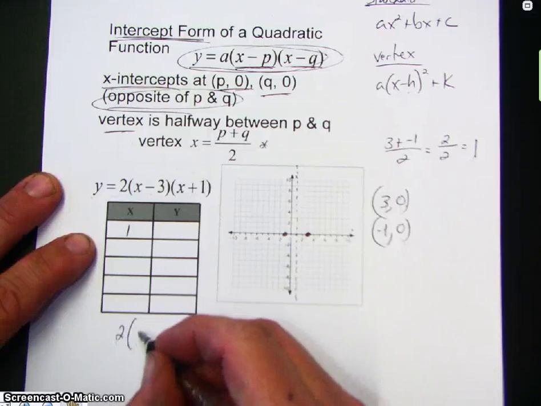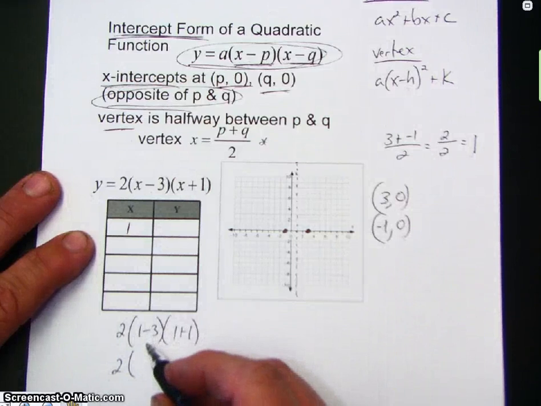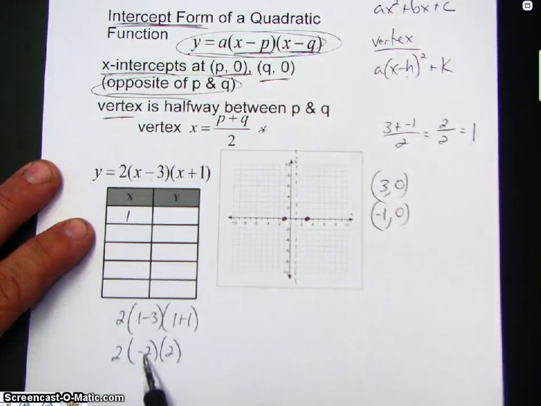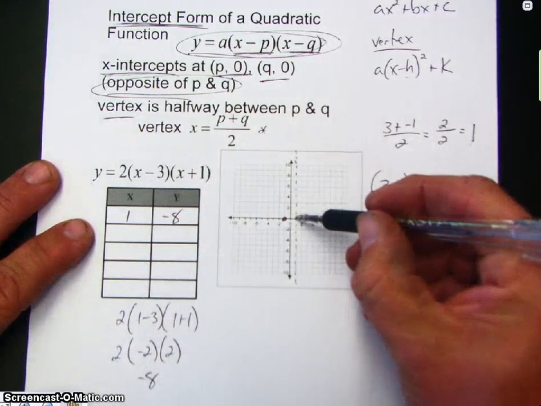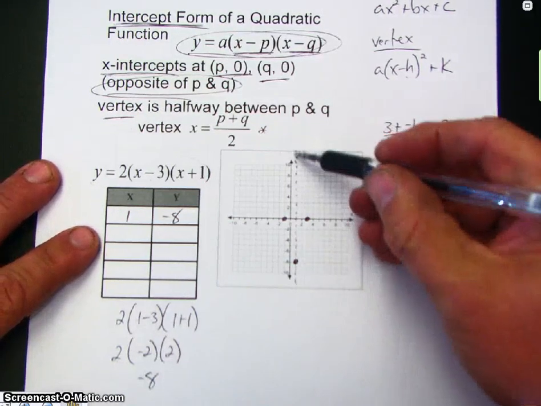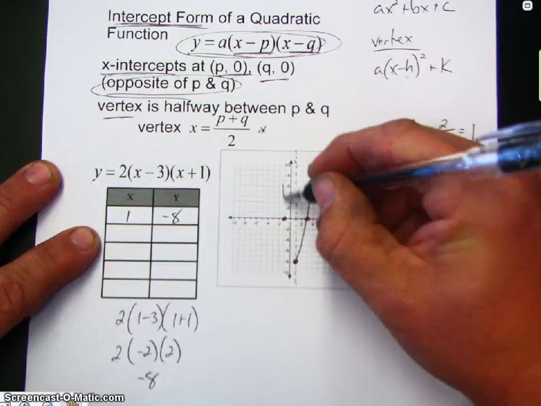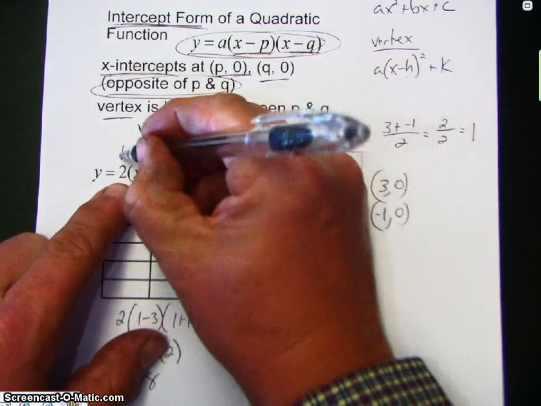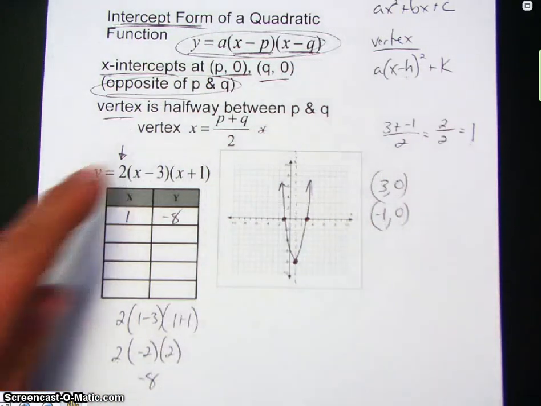So I'm going to put 1 for x. So I got 2 times (1 minus 3) times (1 plus 1). Order of operations, so I do what's inside the parentheses first. 1 minus 3 is -2, and 1 plus 1 is 2, and then multiply. 2 times 2 is 4, times 2 is 8. So I get -8. So at 1, I go down to -8. There's my vertex. You notice my vertex will be somewhere on this dotted line. Here it's down at -8. Now I can sketch my curve. And look at a, which is still the same thing. If it's positive, it opens up. If it's negative, it opens down. It's positive, so I know it opens up.